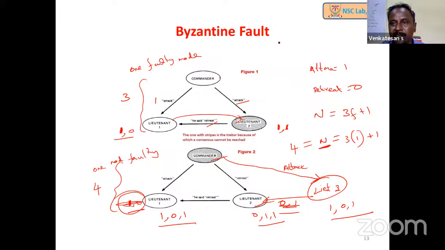However, here if we see n is 3, and if n is 3 and there is 1 faulty node, then we are not in a position to take the decision. So what this equation says is 2/3 of the majority in the network should be genuine. So in that case, we can reach the consensus.